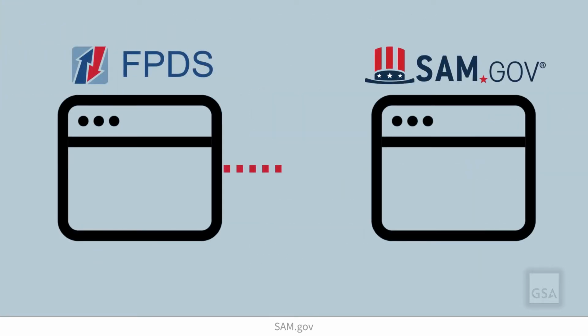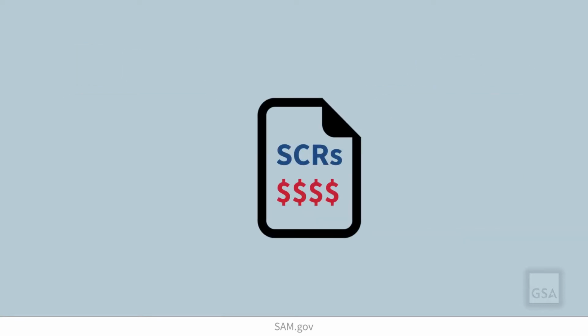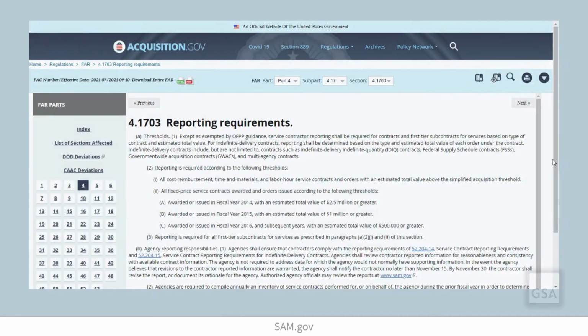SAM.gov receives contract information from the Federal Procurement Data System, FPDS.gov. So the system will only enable reporting for you if you have federal contracts that meet SCR reporting requirements. Note that this video was produced in fiscal year 2021 and references to specific requirements, dates, or dollar thresholds may have changed. Please consult the FAR or your contracting officer for more specific contract requirements.